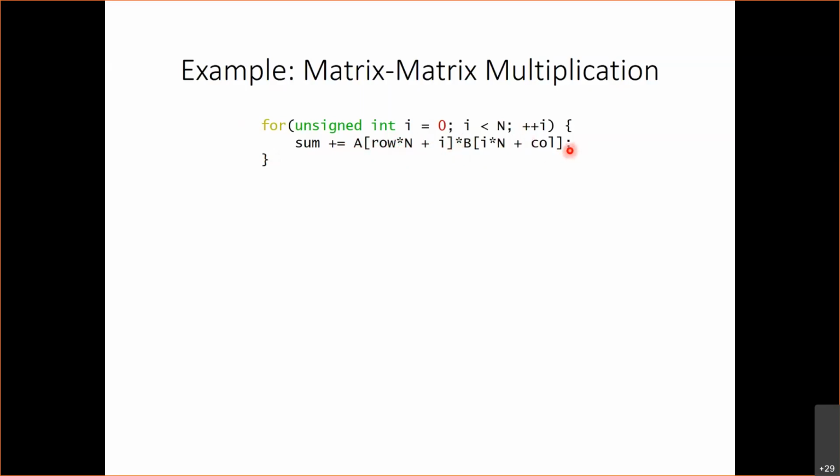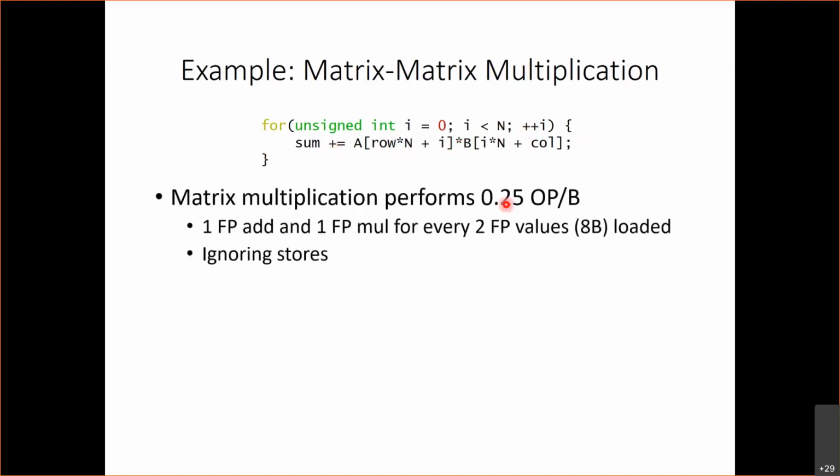We're doing 2 floating point operations, this multiply over here and this add over here, for every loop iteration. And how many bytes do we load? 8. So we do 2 floating point operations for every 8 bytes. Our compute to global memory access ratio is 0.25 operations per byte. It's a little bit better than vector addition, but this is still pretty low.